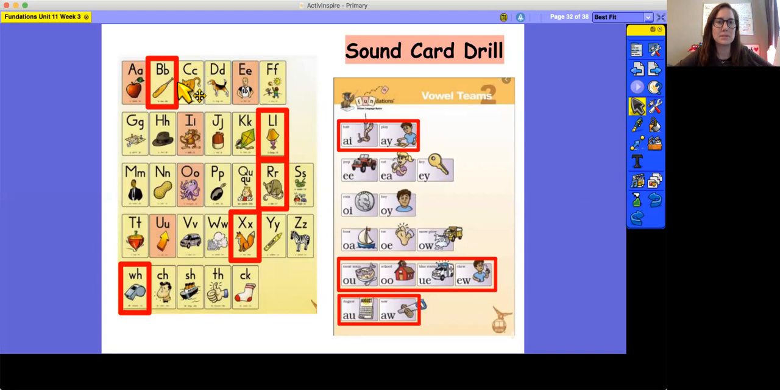B, bat, b. L, lamp, l. R, rat, r. X, fox, x. WH, whistle, w. And our vowel teams, AI, bait, A. AY, play, A. OU, trout, ow. OU, soup, oo.